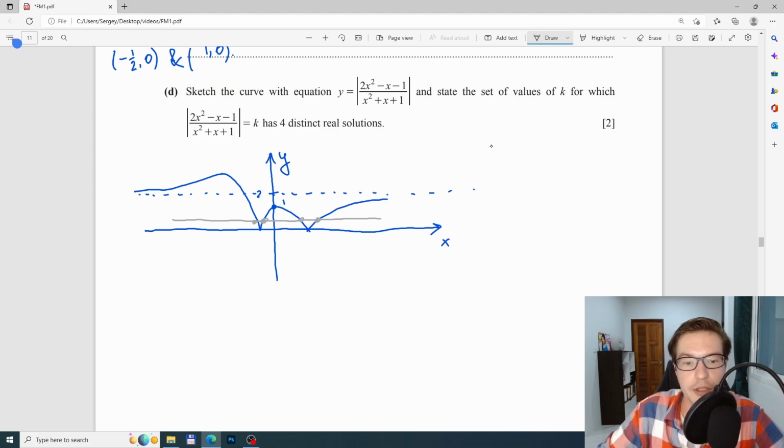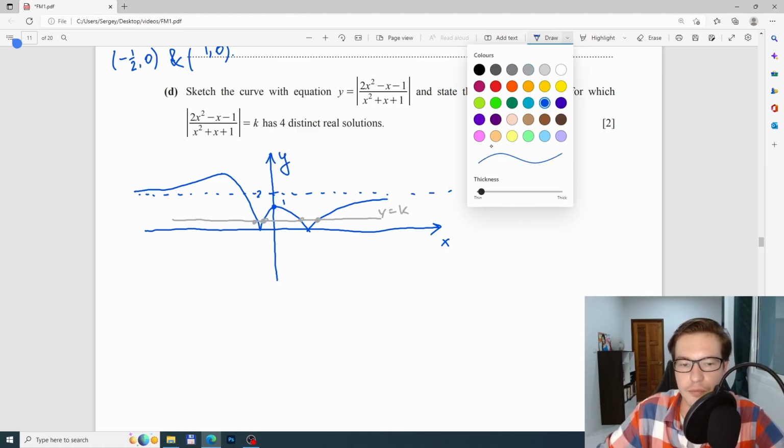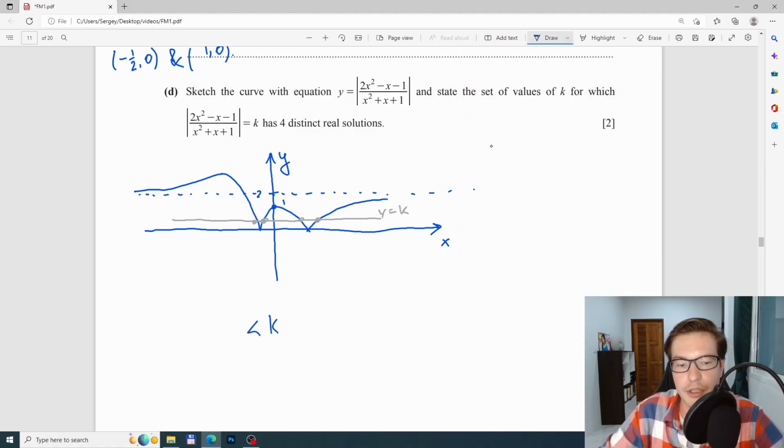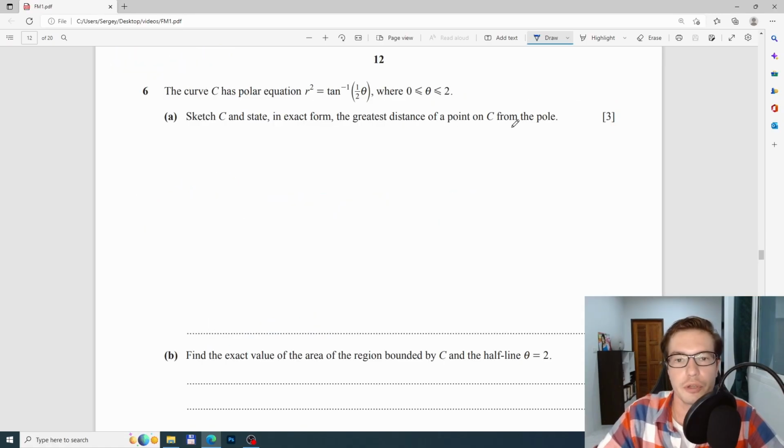And that might happen if k is in between 0 and 1. Now that doesn't count 1 and 0. So k should be bigger than 0 and smaller than 1. If that's the case, we'll have exactly 4 intersections. Okay, next question, polar coordinates, and we'll have to sketch the curve.